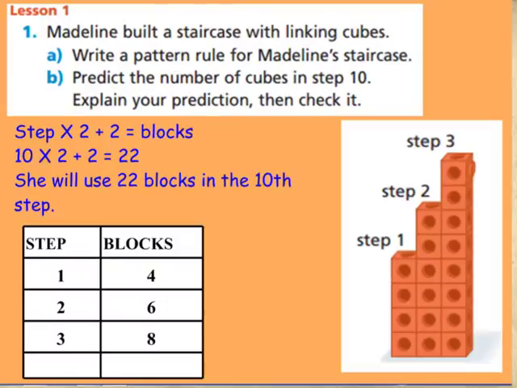So now that I know that it's step times 2 plus 2 equals blocks, I know that 10 times 2 plus 2 is 22. She will use 22 blocks in the 10th step. Would I have gotten that same answer if I kept counting up by 2s? You bet I would have. But this was a lot faster, and in later questions they're going to start asking you bigger numbers. You would not want to have to count by 2s all the way up to the 100th step.